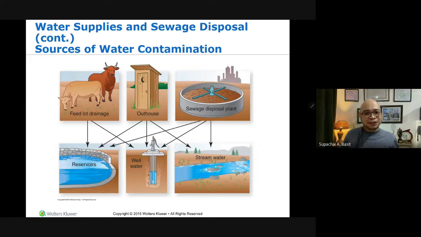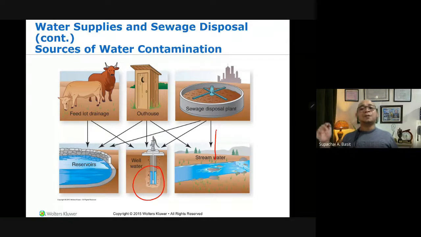Okay, water supplies and sewage could be contaminated by improper disposal of sewage, by outhouses, and even by animal feces. Okay, so that's the reason why, for example, an outhouse can contaminate a water well, or a sewage disposal plant can contaminate stream water. That's the reason why many of the factories are required to treat water before it is disposed of in the stream, for example.